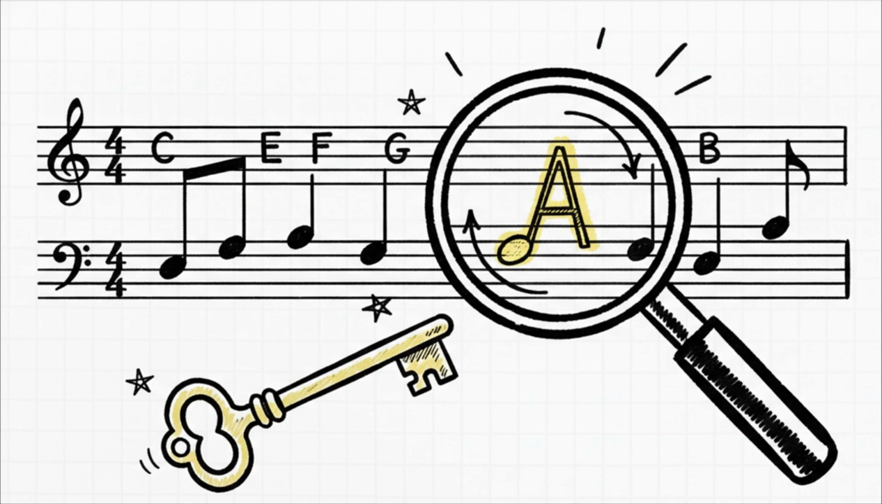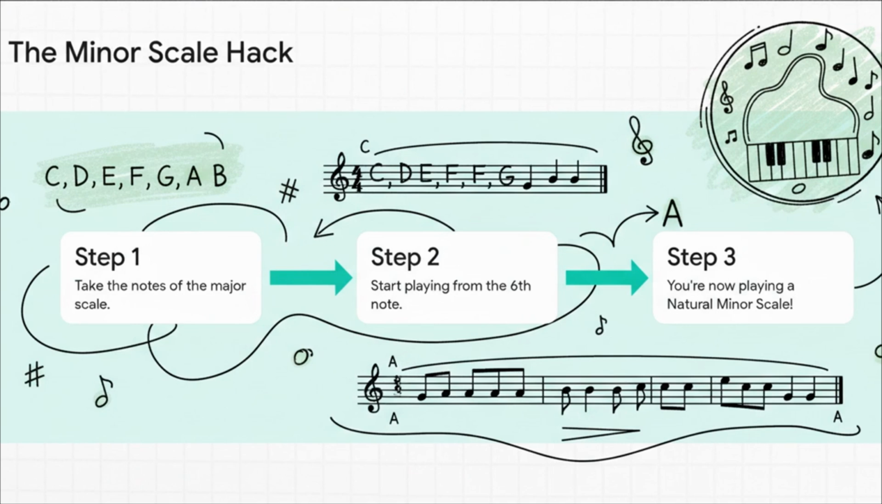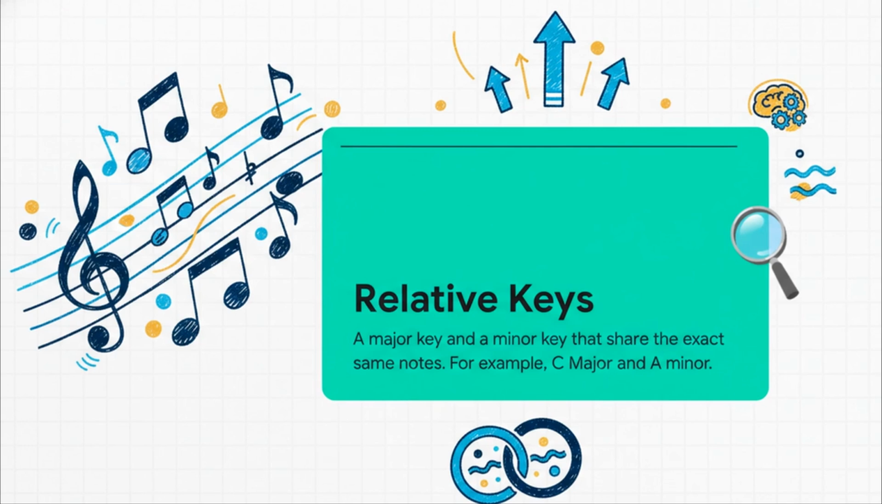It's that important. Okay, so check this out. This is the hack in action. If we take those exact same 7 notes from the C major scale, but instead of starting on C, we shift our focus and start playing from that 6th note, A, guess what? We're suddenly playing the A natural minor scale. It's the same notes, just with a different starting line. And boom, that's our big aha moment right there. This relationship has a name. They're called relative keys. C major and A minor are relatives because they're built from the exact same DNA, the same 7 notes. And what that means is, if you know the notes in one, you automatically know the notes in the other. No extra work.